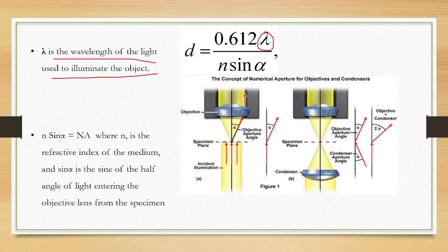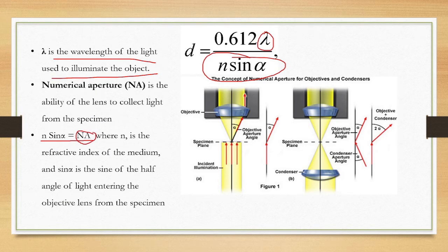And the third one is n sin alpha. This third factor is also known as the numerical aperture. NA stands for numerical aperture. So what is the numerical aperture? It is the ability of the lens to collect light from the specimen.